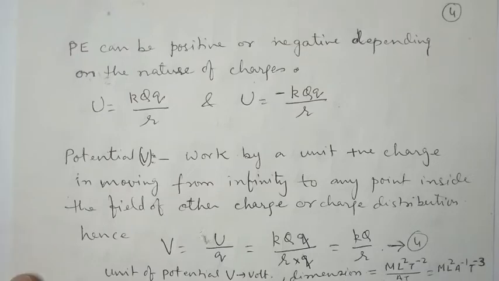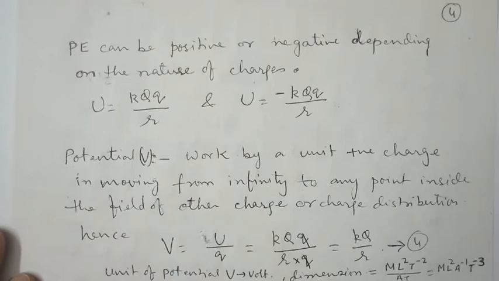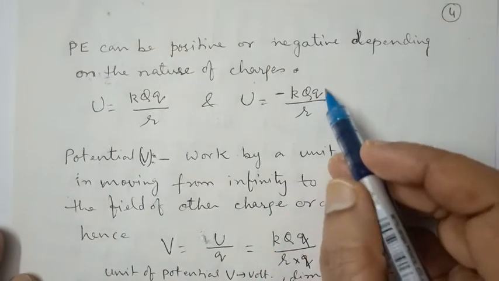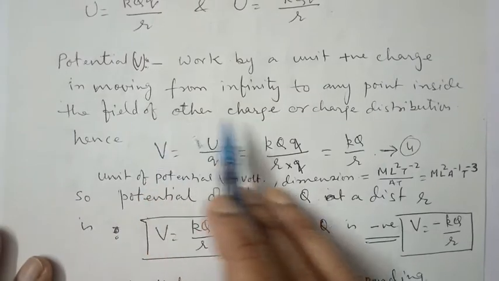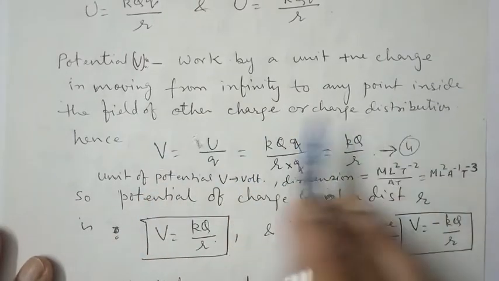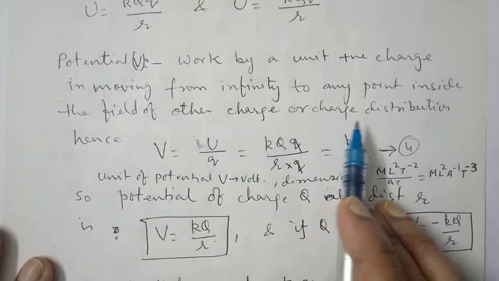Now, coming to the next one, potential. It is simply when I make this charge as unity. So, it is work done by the unit positive charge in moving from infinity to any point inside the field of the other charge or a system of charge.